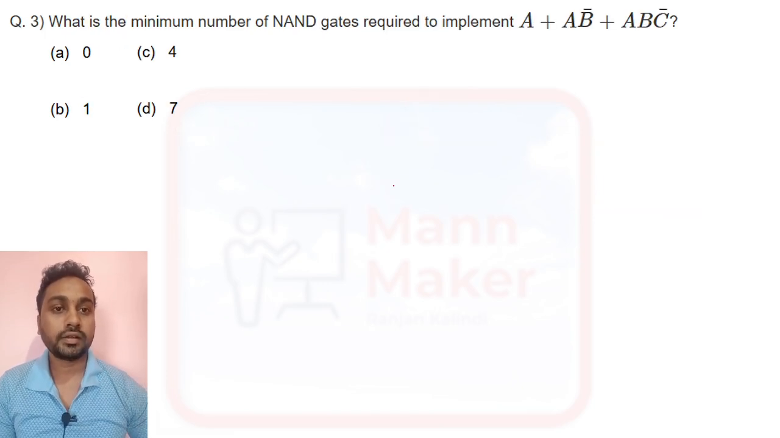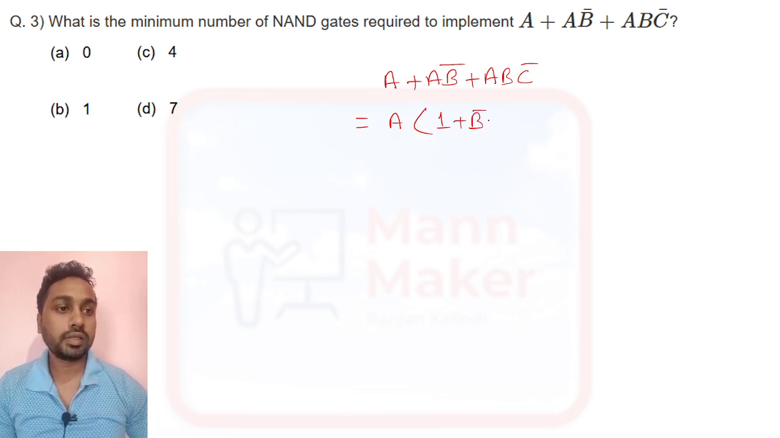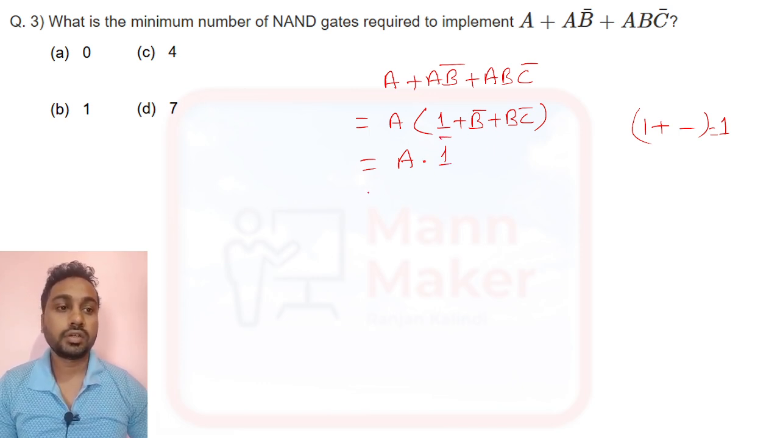What is the minimum number of NAND gates required to implement A plus AB bar plus ABC bar? Now we can solve this one. We can take A as common. We can write 1 plus B bar plus BC bar. And right now we have seen that 1 plus anything is 1 only. So A dot 1, this will become 1 because 1 plus something is 1. So A is your answer.